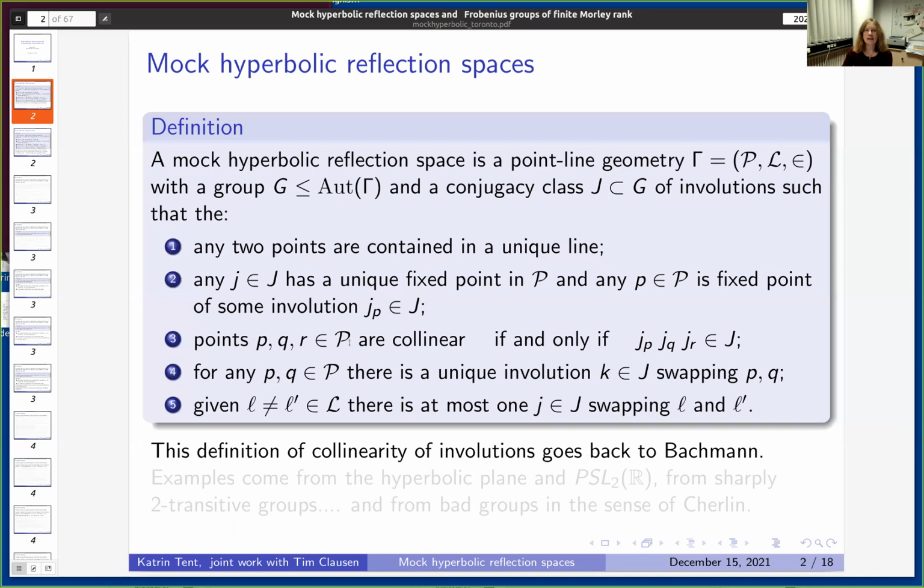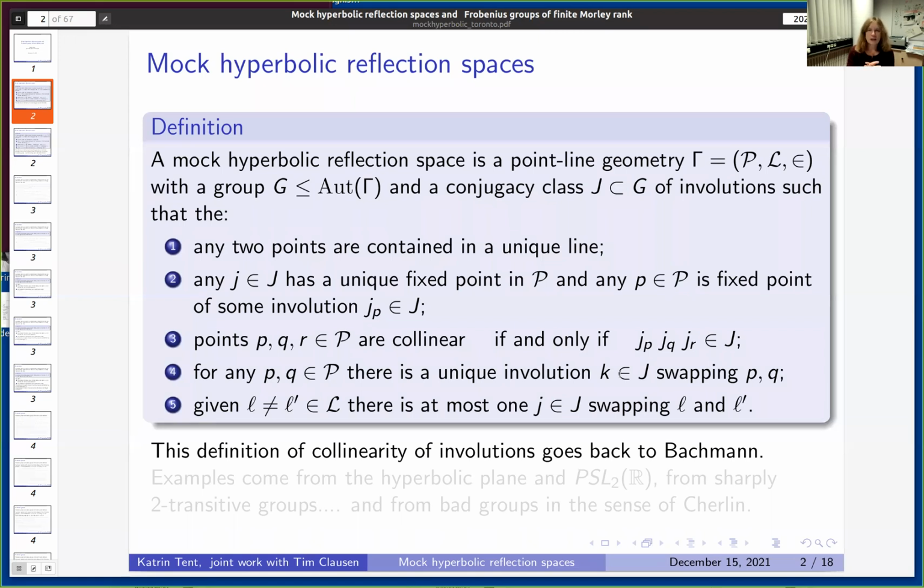3 points in this space are collinear if and only if the product of the corresponding involutions is again an involution. And furthermore, we want that for any 2 points, there is a unique involution swapping them. And if you have 2 distinct lines in your geometry, then there should be at most 1 involution swapping these 2 lines.